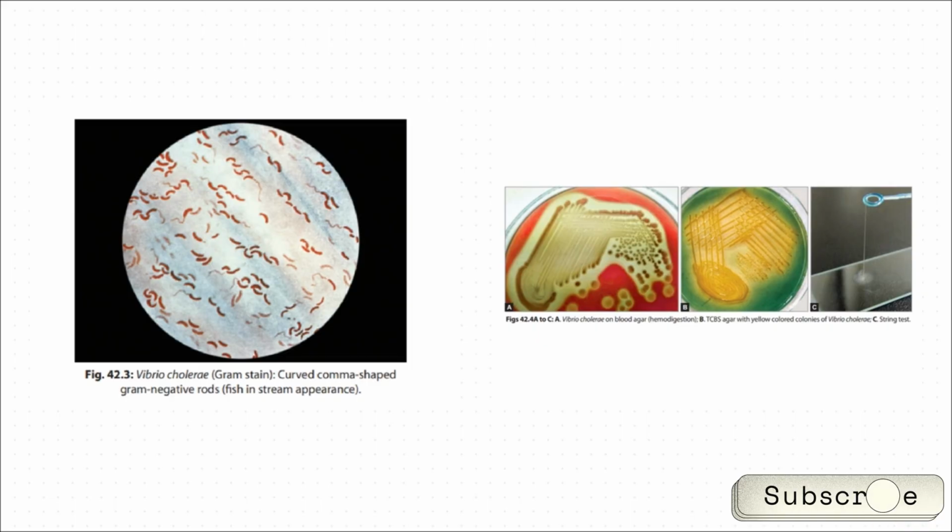Okay, for your practical exams, these two images are gold. On the left, we have a gram stain. See those curved, comma-shaped bacteria all lined up? That's the classic fish in stream appearance. It's beautiful, isn't it? And on the right, this is what it looks like on TCBS agar, which is a selective medium. Vibrio cholerae ferments the sucrose in the agar, and that's what gives you these big, beautiful yellow colonies. You see this? You think cholera.